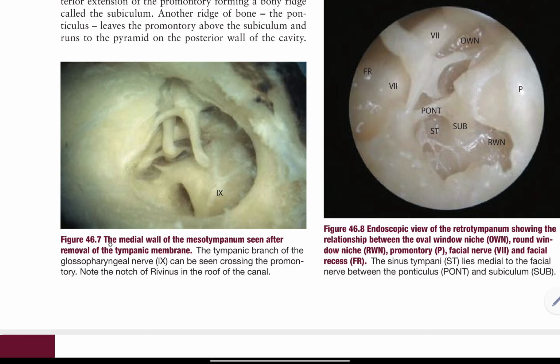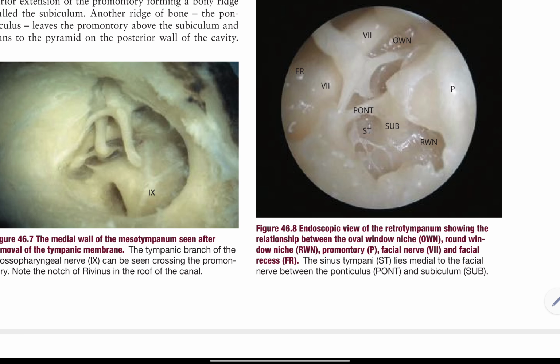Figure 46.7, the medial wall of the mesotympanum seen after removal of the tympanic membrane. The tympanic branch of the glossopharyngeal nerve (9) can be seen crossing the promontory. Note the notch of Rivinus in the roof of the canal.